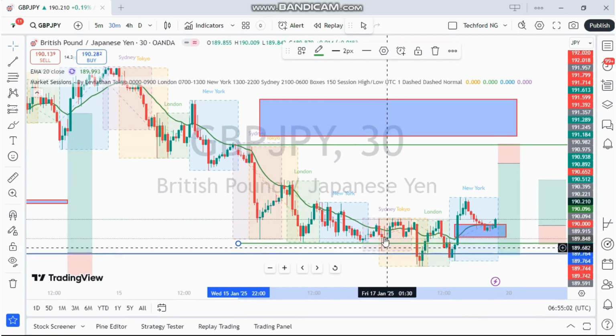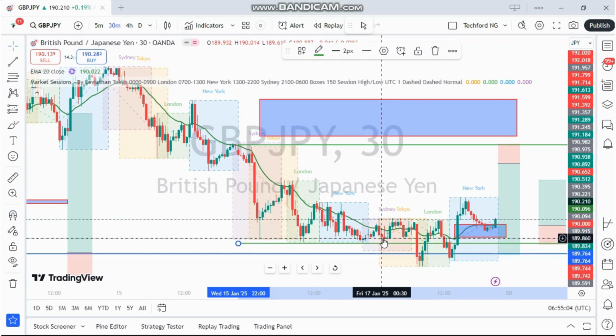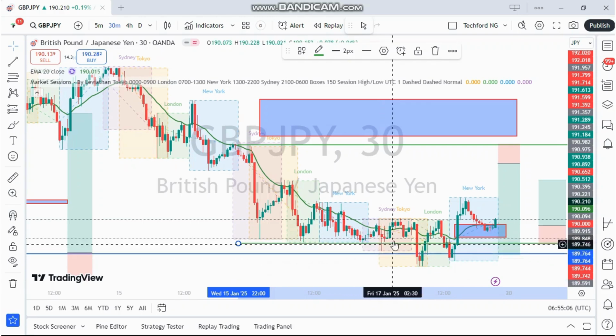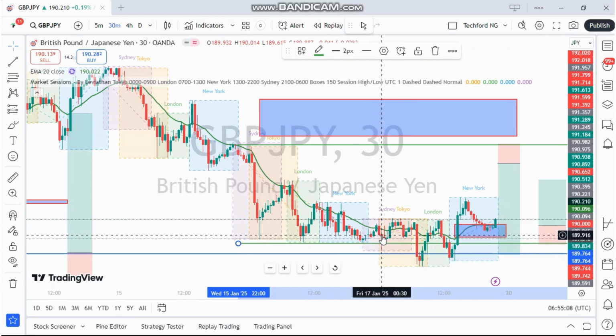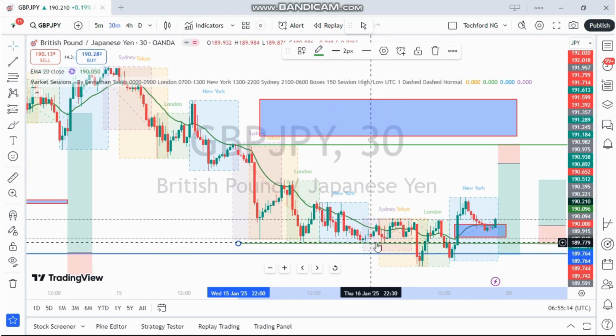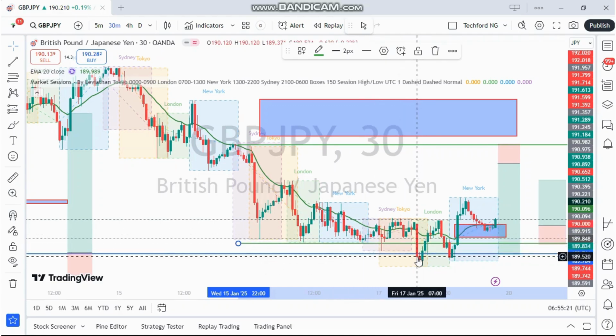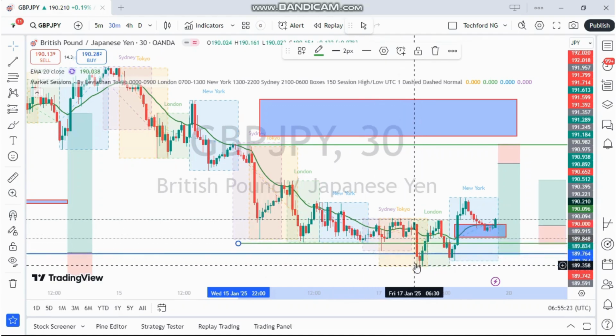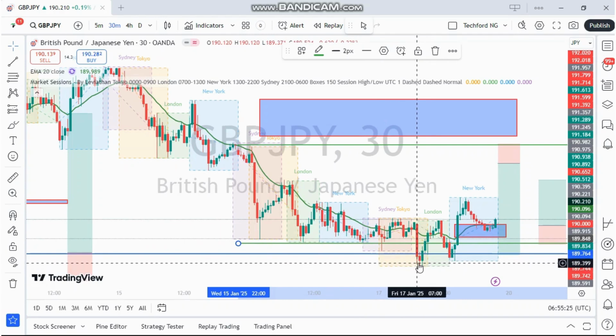You see, it only gave out a wick. This candle did not close with a full body here. This candle did not break this liquidity with a full body. Look at this other candle. This candle broke the liquidity with a full candle body. Are you seeing it? Before shooting out the wick. This small long thing here is the wick, while the body is the candle.